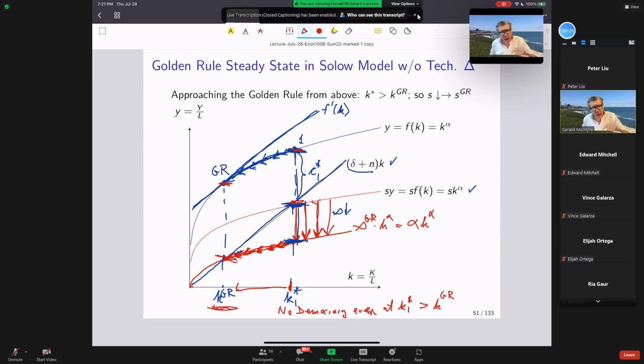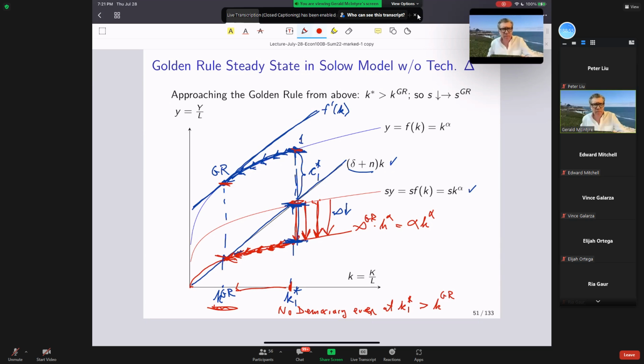Furthermore, if no democracies ever live at K1 star for the previous reason, for political competition, then the only countries that do live out at K1 star are not democracies. Okay? They're dictatorships of some kind or another, where the political leadership does not care about its citizenry, does not care ultimately about the welfare of its citizens.